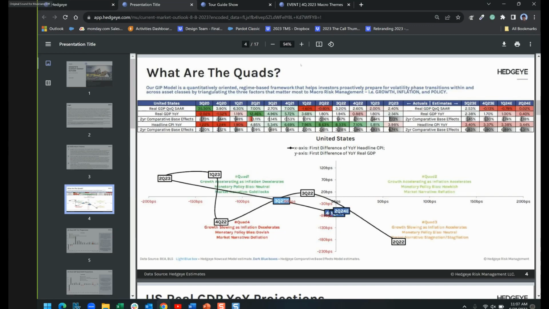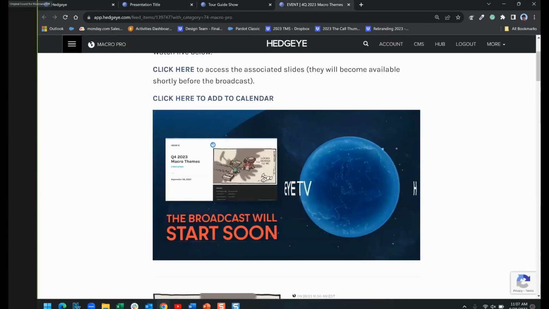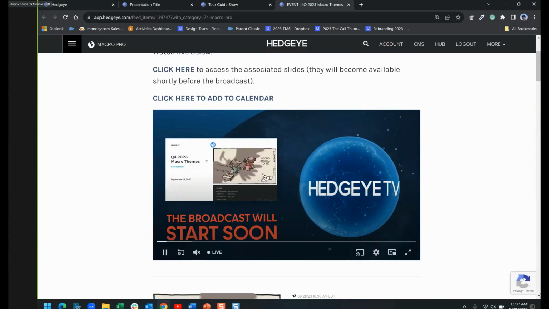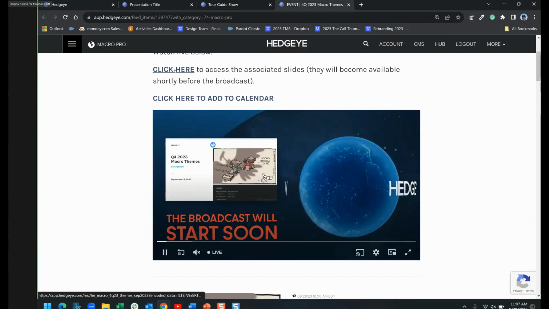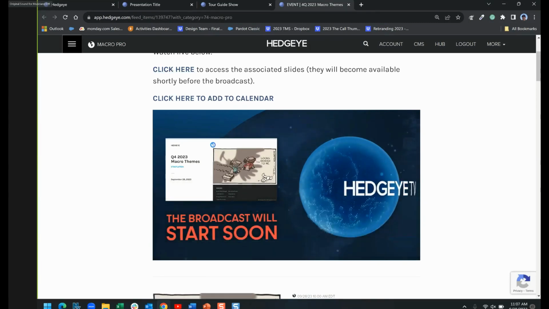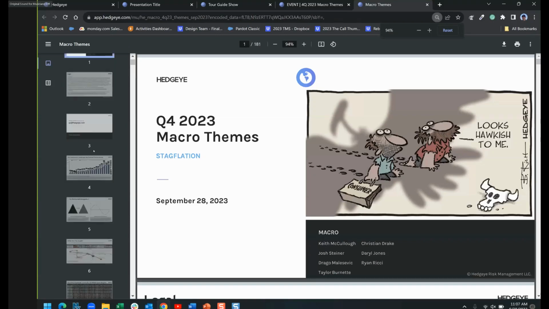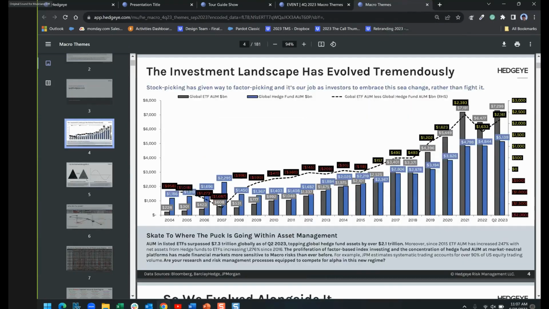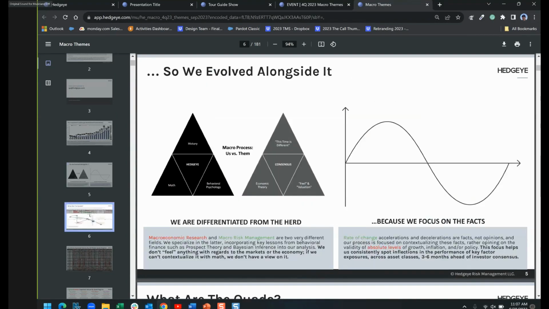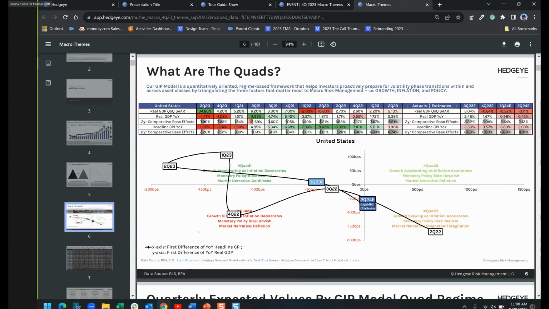I think if you do get Macro Pro, and just a huge shout out to the macro team right now who are currently doing the Q4 macro themes call, they recently added more monthly assessments of the GIP, of the nowcast, and the influences of what's driving the quarterly nowcast expectations and conditional probabilities.